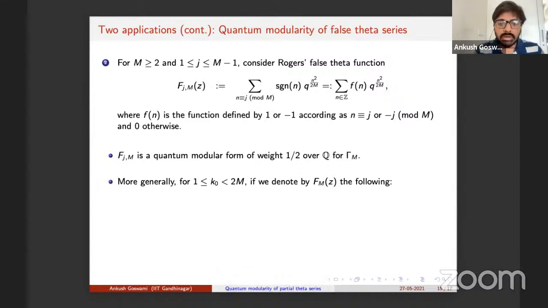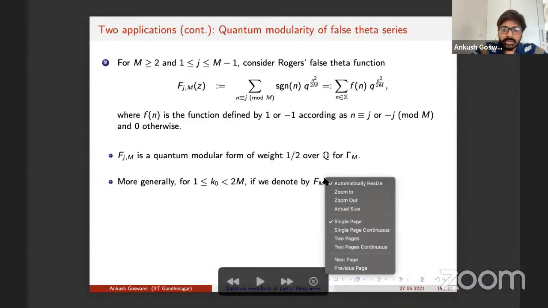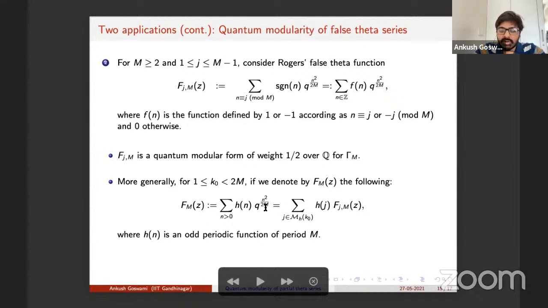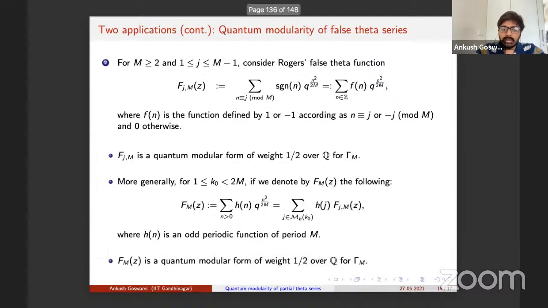And then more generally, you can take a positive integer between 1 and 2m, and denote by capital F sub m of z the following function: F sub m of z is equal to the sum running over all positive integers of h of n times q to the power n squared divided by 2m, where h is some odd periodic function of period m. Then you can actually rewrite this function in this form. You can write it as a linear combination of Rogers' false theta functions, and it follows that this function capital F sub m of z is a quantum modular form of weight 1/2 over q for gamma 7.